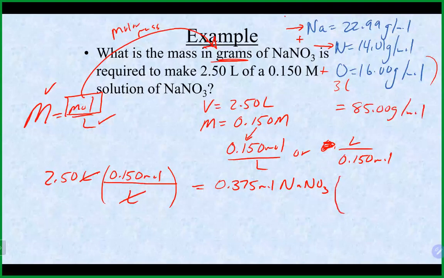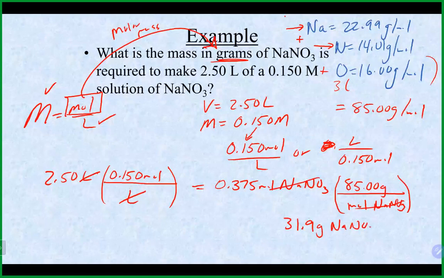That would be our last step here. We would multiply by the 85 grams up on top, so that we do end up with grams, moles on the bottom, so it cancels. Those cancel out, and we end up with 85 times 0.375, about 31.9 grams of sodium nitrate is needed.